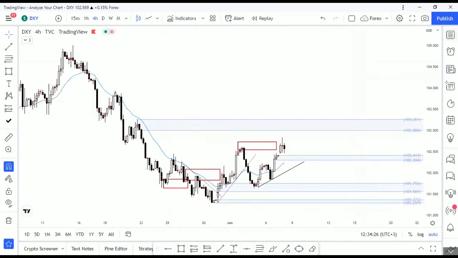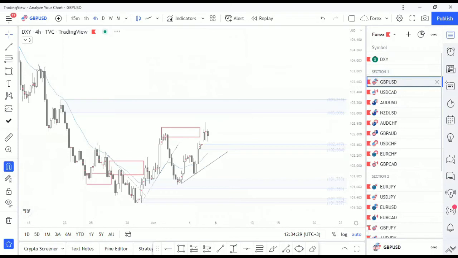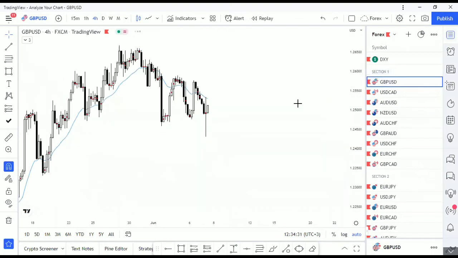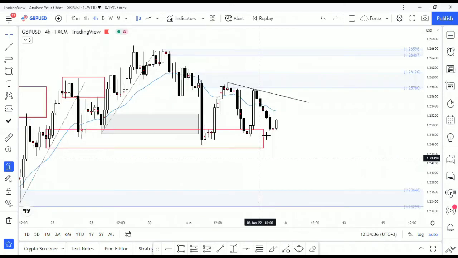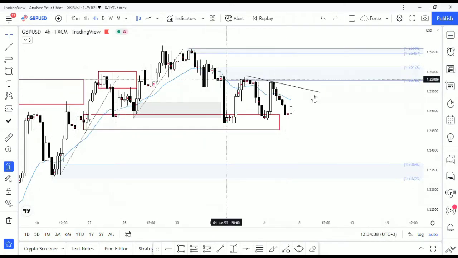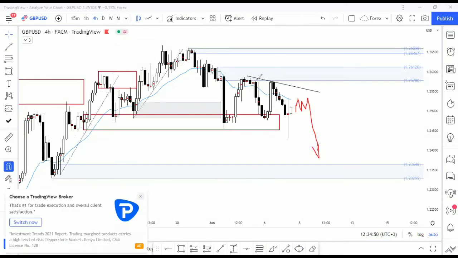For instance, let's check here on the GBPUSD. GBPUSD also, the 4-hour trend has already changed from bullish to bearish. We have a clear downtrend here. I think this is just a correction before price continues to push down. I have my positions around this level.